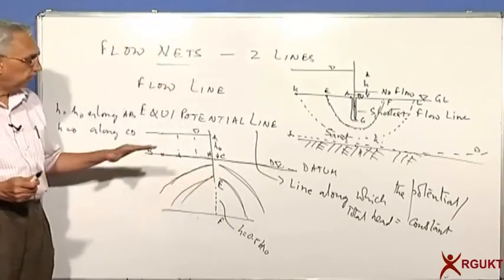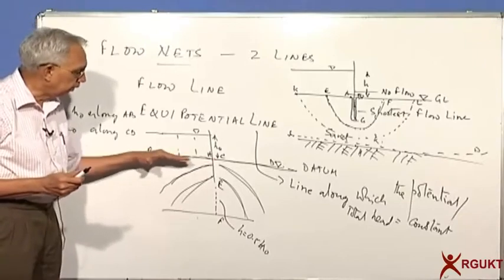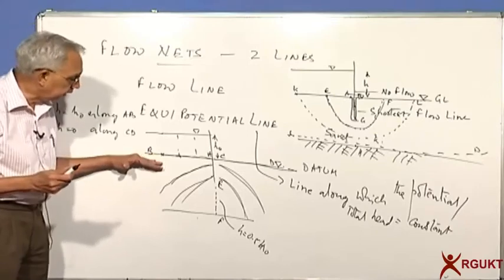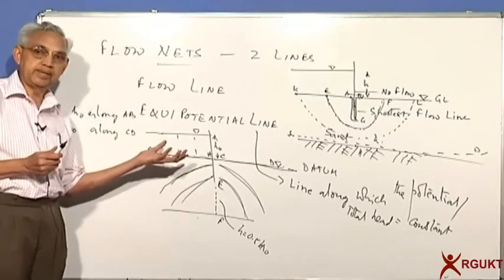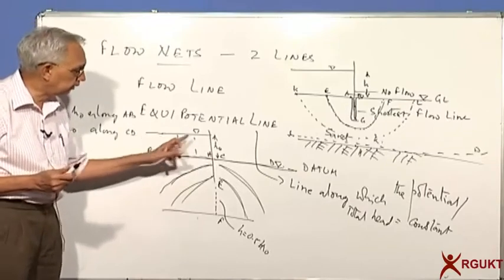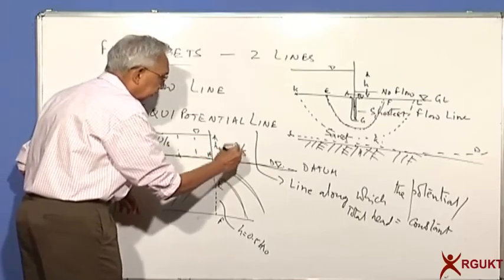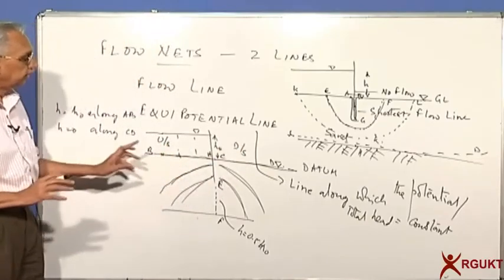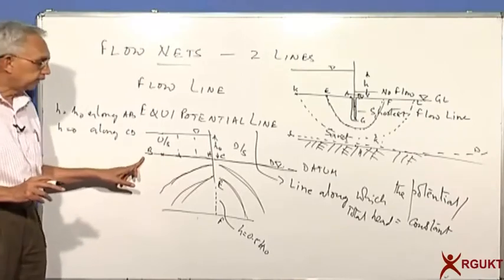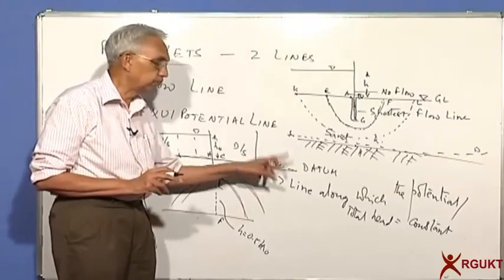Similarly, if you look at the upstream boundary, the bottom of the reservoir or the top of the ground is an equipotential line with the maximum potential equal to the head difference, or the net head loss between the upstream to downstream side. This is upstream, this is downstream. And you find that this is the 100% equipotential line. On the downstream side, you have the 0% potential line.